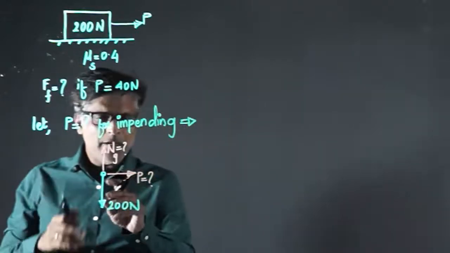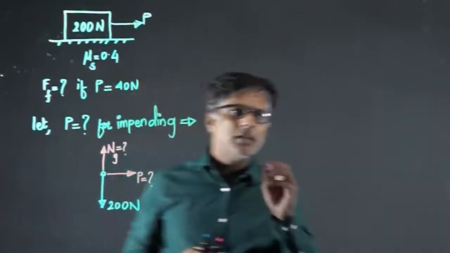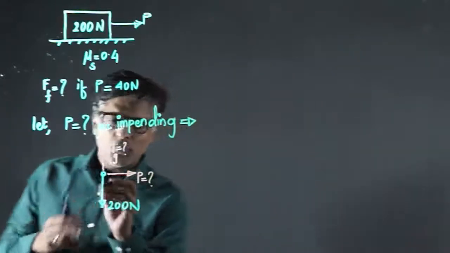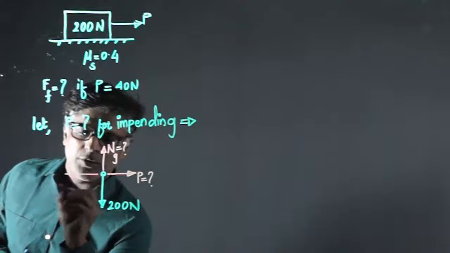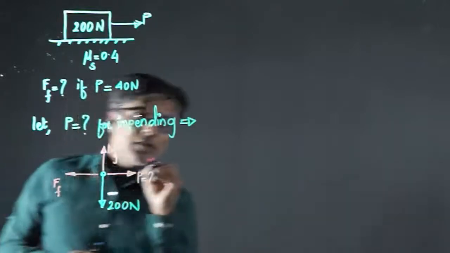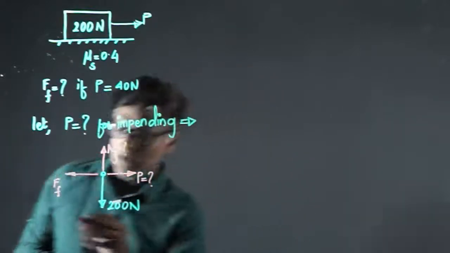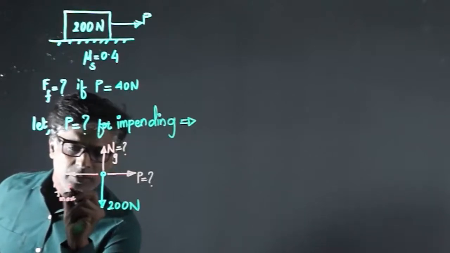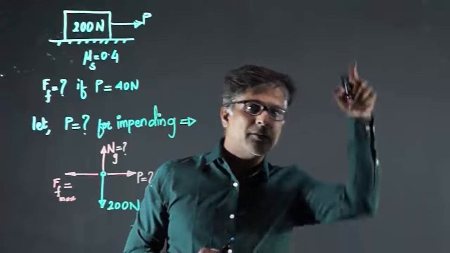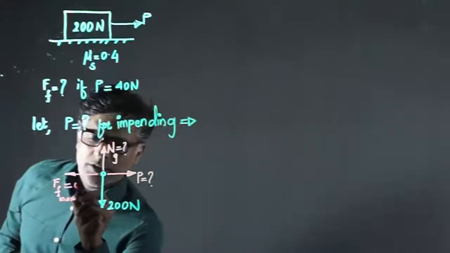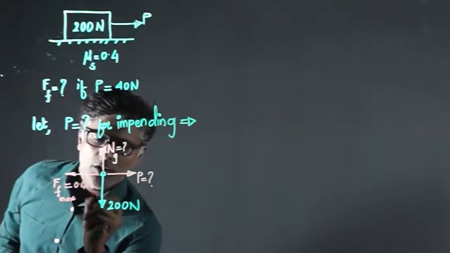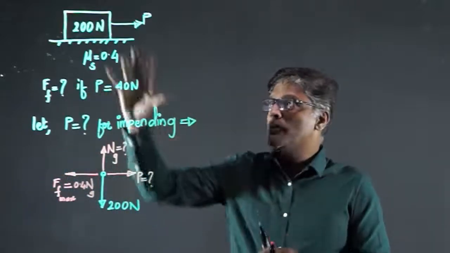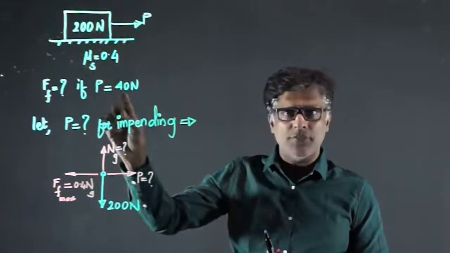If it is impending motion, now one can clearly say that friction force will always be opposite to this. Friction force will be maximum, and maximum friction force can be written to be equal to mu s multiplied by the normal reaction. So in this case, 0.4 multiplied by normal reaction of the ground. So we are solving the problem not for this value of P, which is 40.